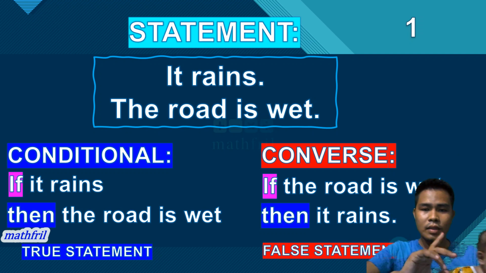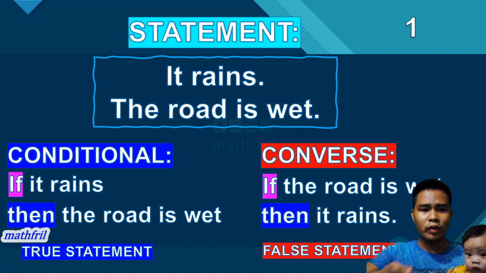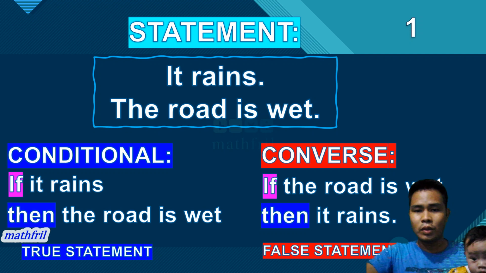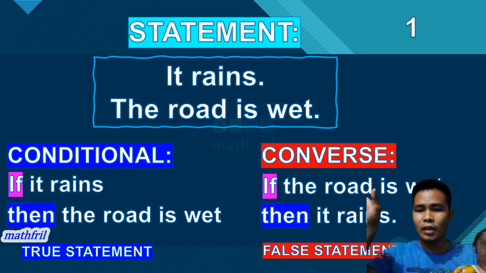Now, the idea is this. Not all conditional statements are true. For example, if it rains, then the road is wet, that could be true, and that's always true. But the converse is not always true. The road is wet, it doesn't mean that it always rains. There are other variables. That's why it's called a false statement. Again, in your screen, it's a false statement.